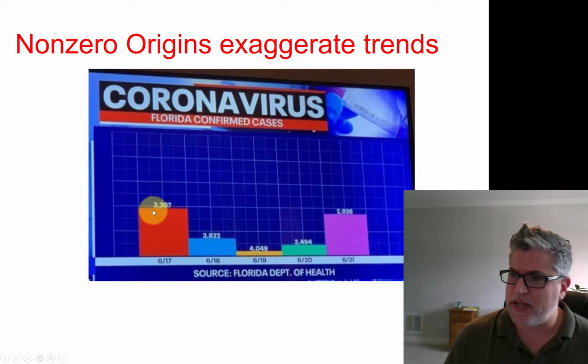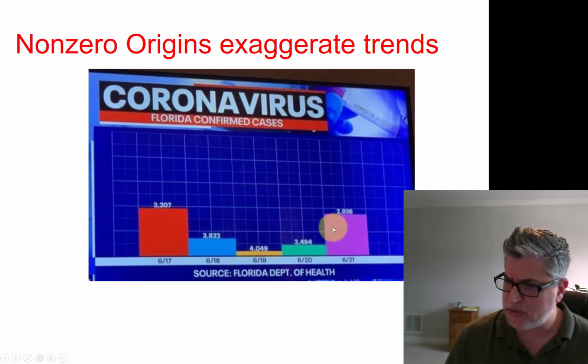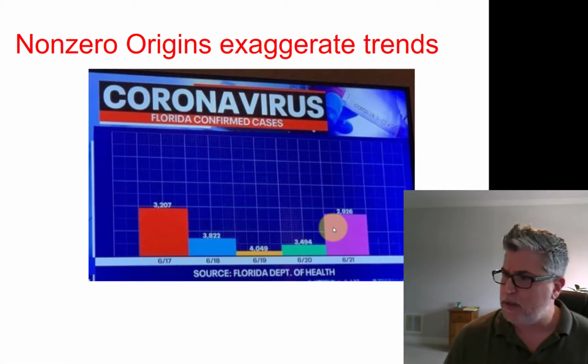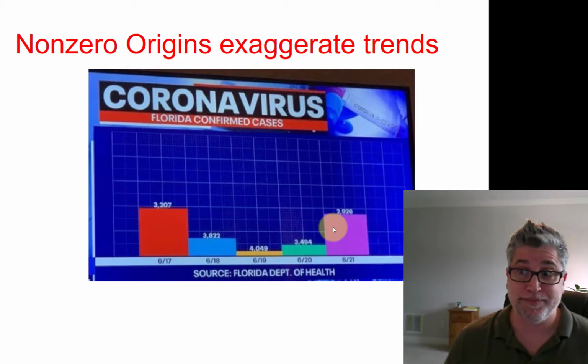Forget it, this isn't even a non-zero origin thing. 4,000, why is that below 3,000? 4,000, 3,000, 2,000. The heck is this? I don't know. That's our news media for you.